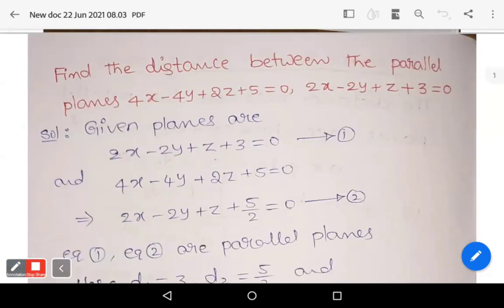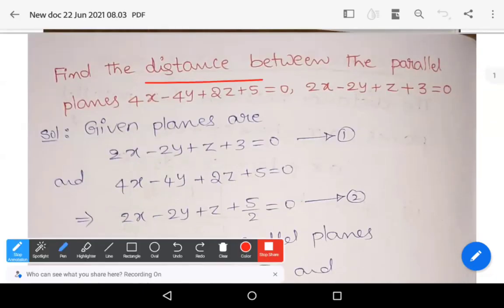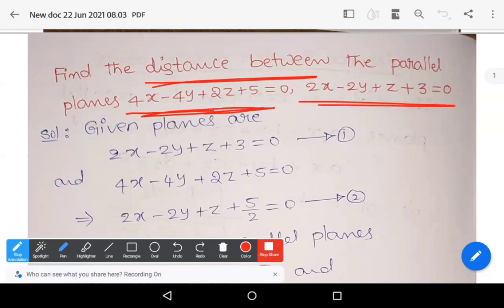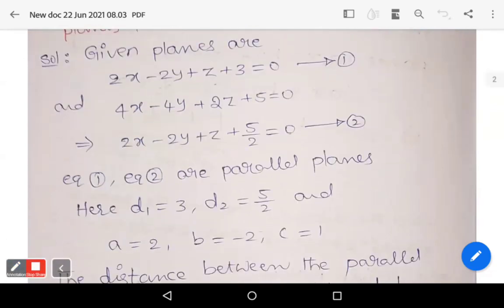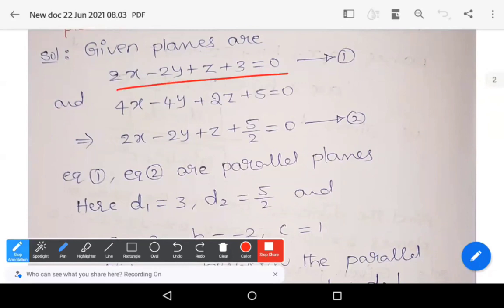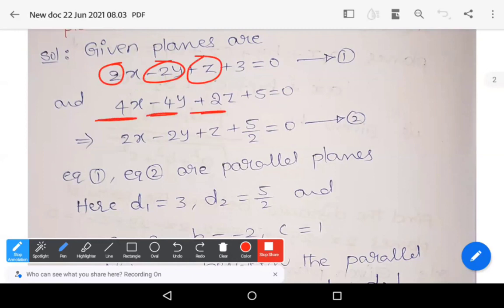Let us solve one more problem in the same method. Find the distance between the parallel planes 4x - 4y + 2z + 5 = 0 and 2x - 2y + z + 3 = 0. These are the given planes, equation 1 and equation 2. Now observe the difference between them. The coefficients of x, y, z in equation 2 are 2, -2, 1, and here they are 4, -4, 2. Divide this equation with 2.